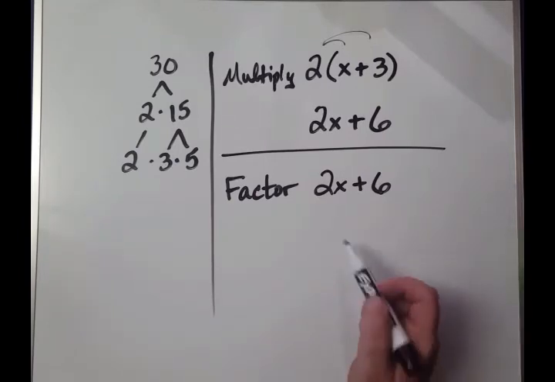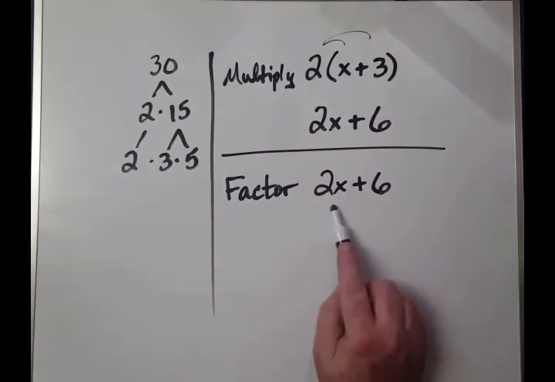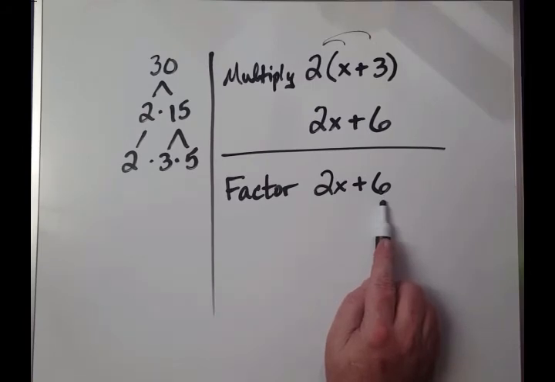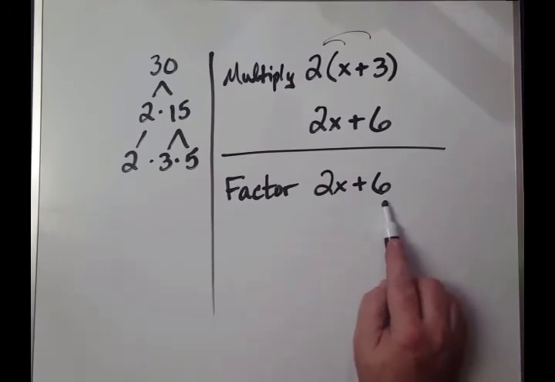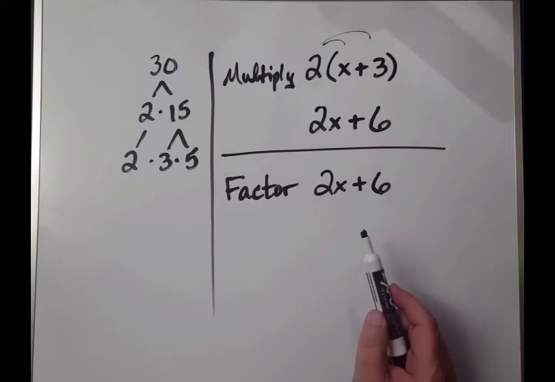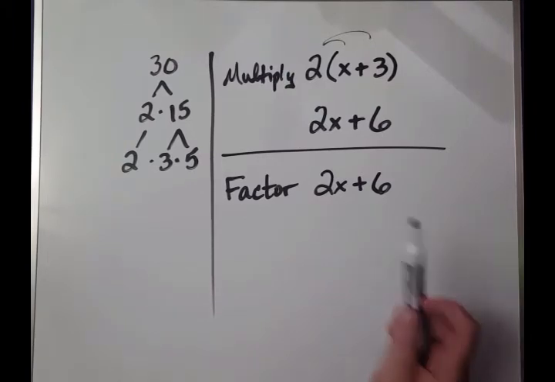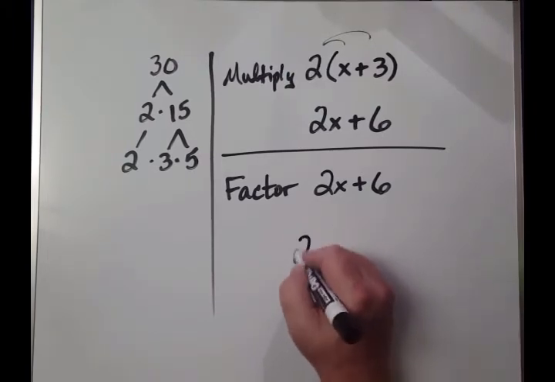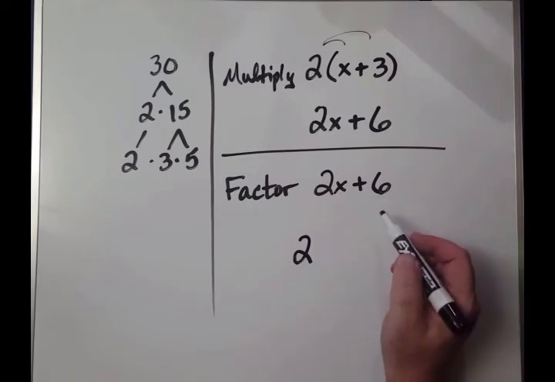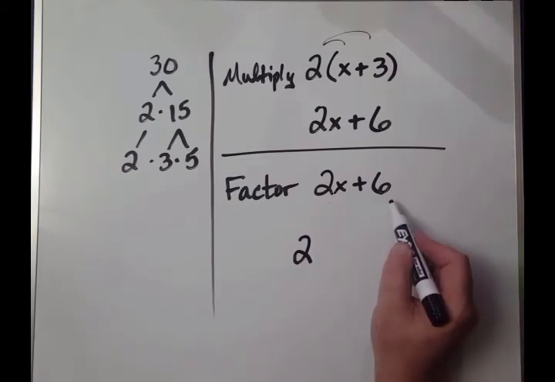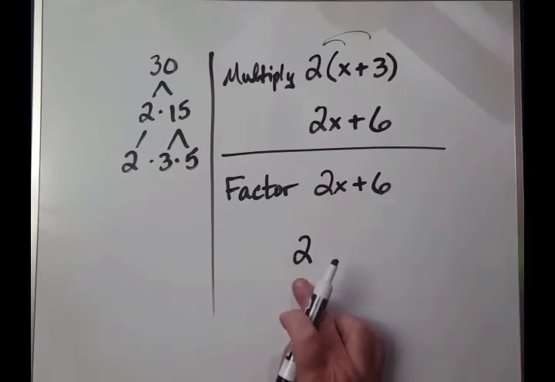What is the greatest common factor between the two terms in this binomial? 2x and 6. What is the largest thing that will evenly divide them both? As far as the numbers go, a 2. As far as the letters, does every term here contain at least one x? No. So x is not part of the greatest common factor. Greatest common factor is 2.